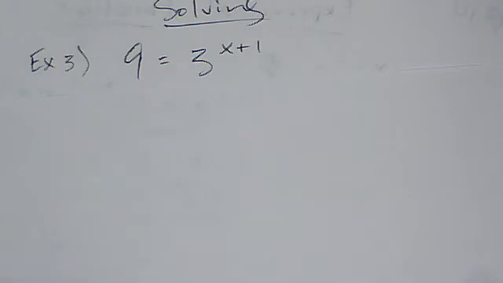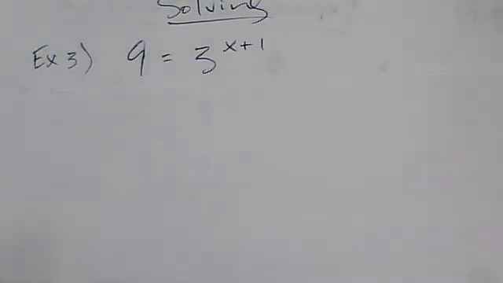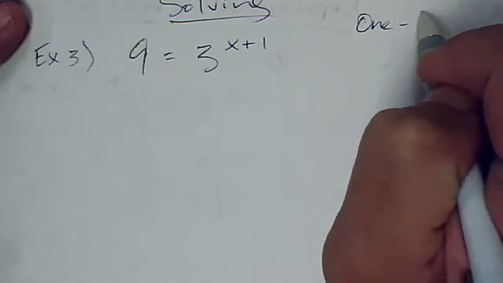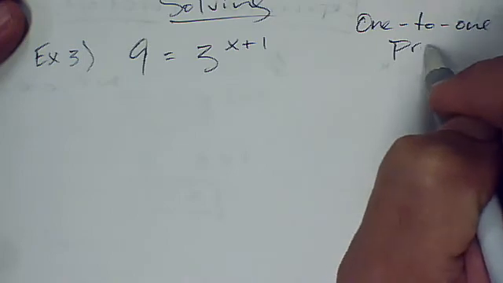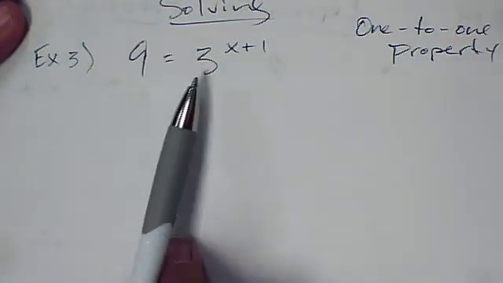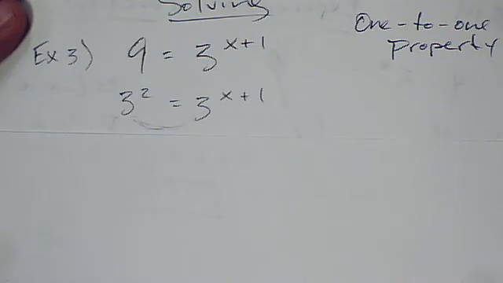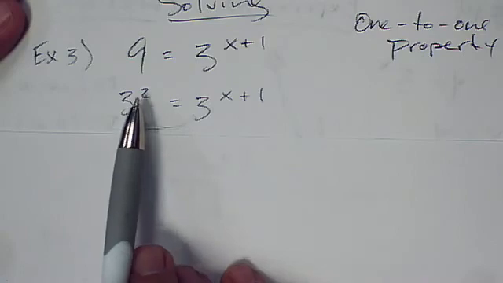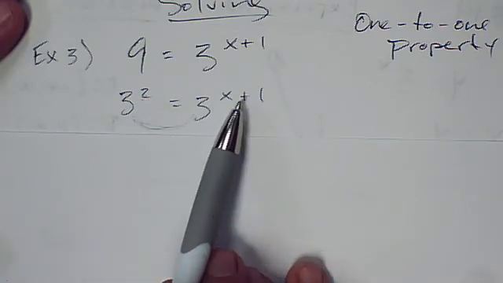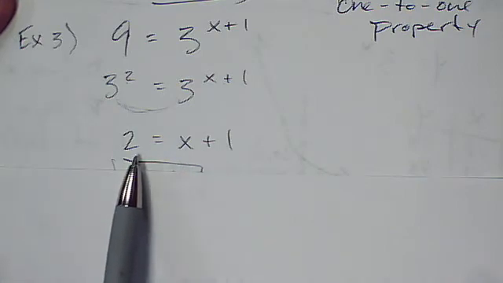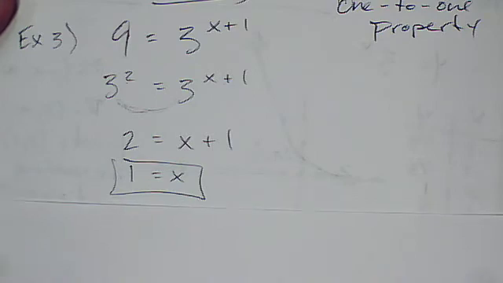Great. So now let's look at some solving. If we have 9 equals 3 to the x plus 1, I want to use what we call the one-to-one property. And what that says is, if I can get the same base, meaning if I can rewrite 9 with the base of 3, and everybody knows that that's 3 squared, then the one-to-one property says that if these are equal, then this exponent has to equal that exponent. So we can drop the base there and just set the exponents equal to each other. So we get 2 is equal to x plus 1, and then you can solve for x and get your answer.